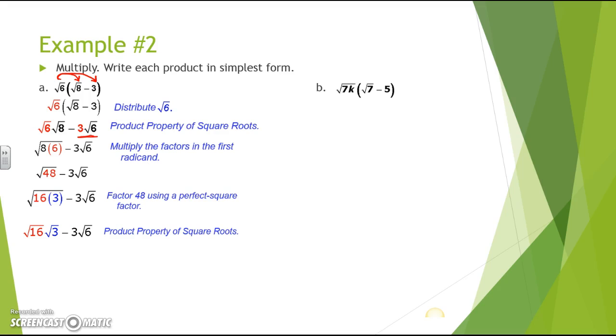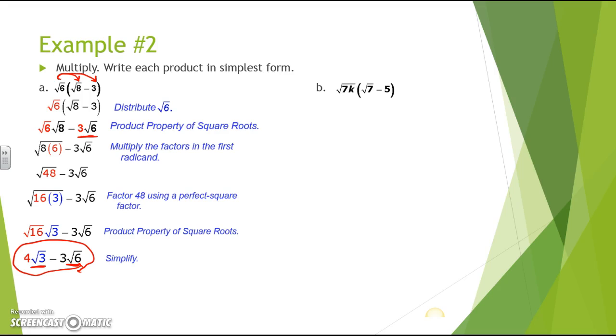Now we're going to simplify this down. Square root of 16 is 4. So we're going to get 4 times the square root of 3 minus 3 times the square root of 6. And then that is going to be my final answer. You cannot combine any further because you do not have like terms under the radical sign.